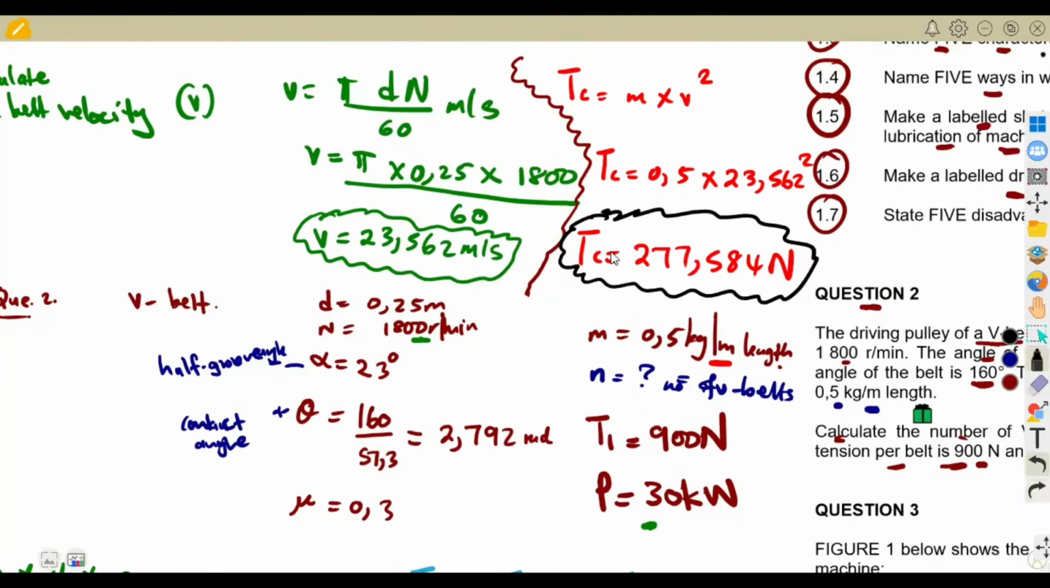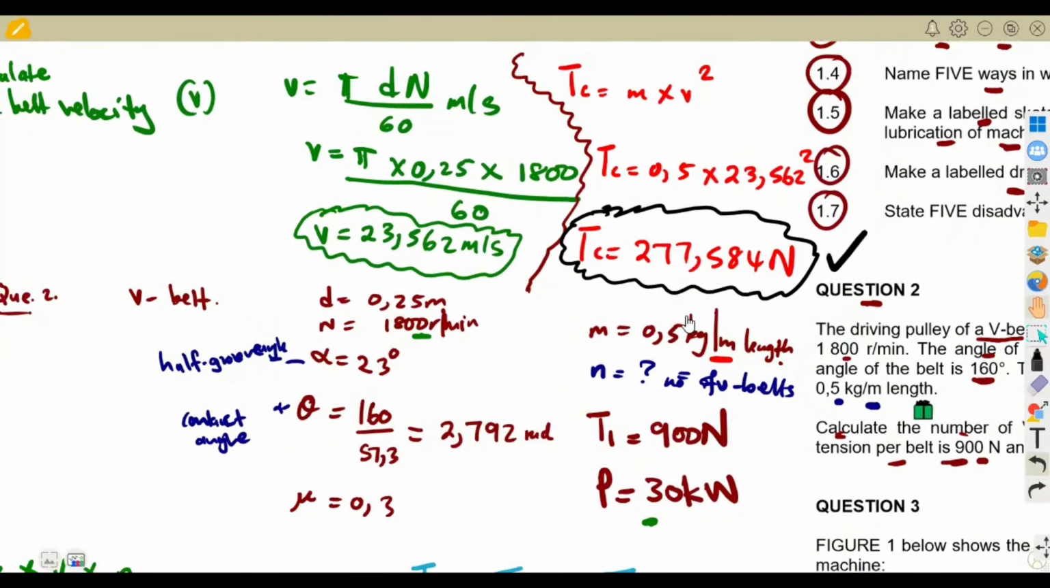Do not say, because I'm not given TC, so I'm not going to use it in the formula. No. As long as you are given the mass per meter. But if you are not given the mass per meter length, therefore, there's no way, because the centrifugal force is calculated from where? The mass per meter length. So now that we have this, we're just going to substitute.